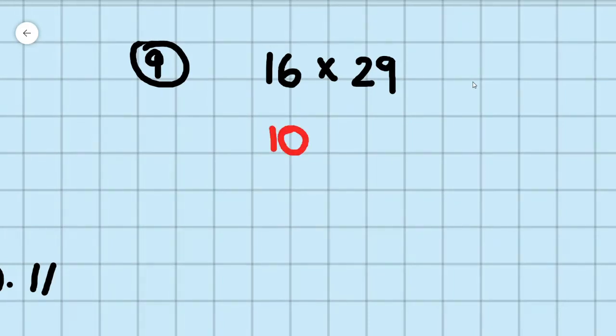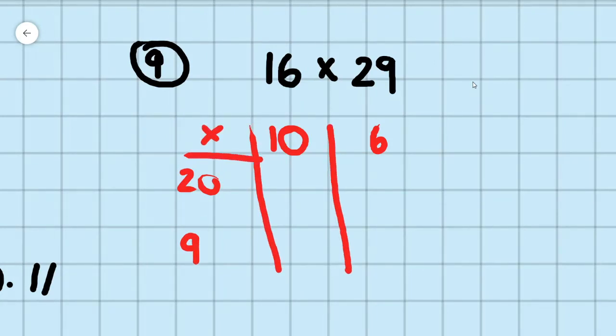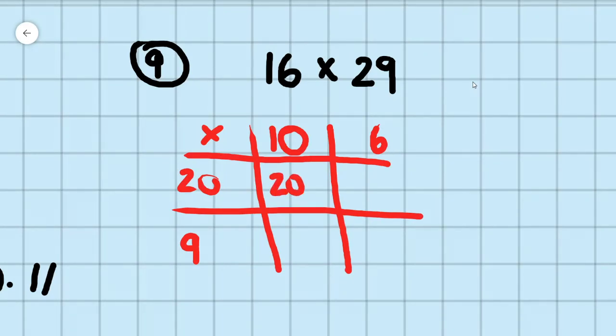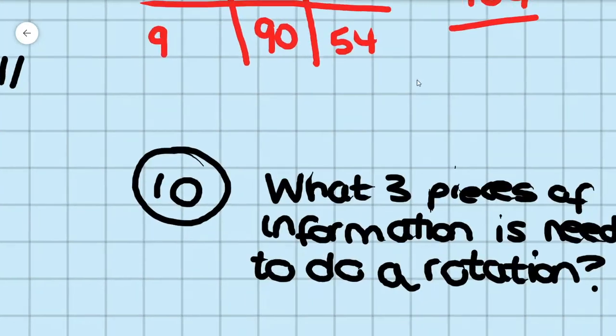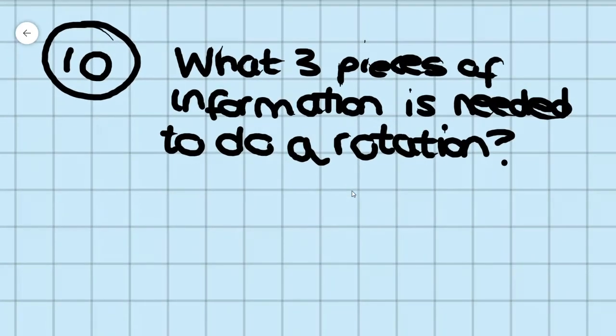So 10, 6, 20, and 9. That's 1 times 2 is 2 and 2 zeros. 2 sixes are 12 and a 0. 1 times 9 is 9 plus a 0. 9 sixes are 54. So that's 200, 320, 410, 464. And then the final question, what 3 pieces of information is needed to do a rotation?